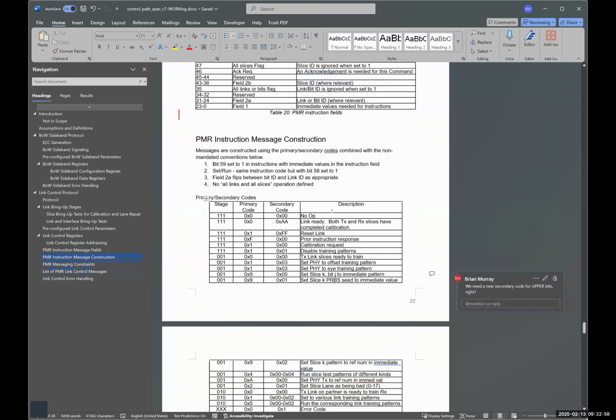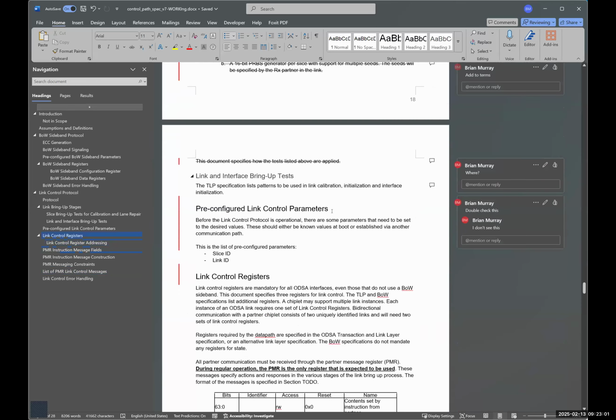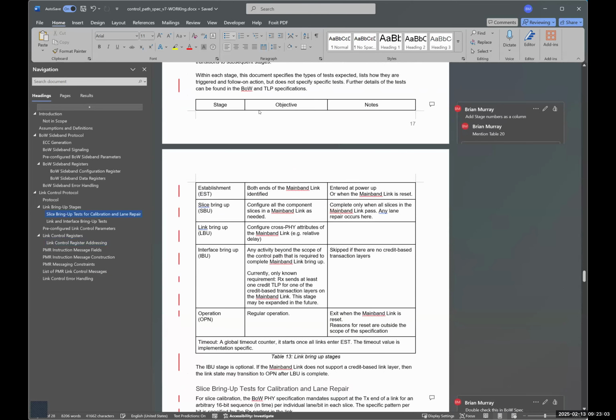Here, let's go back up to the stages. Based on the text here, you're supposed to start an EST and then move down the list, and you may skip things if you want, right? So if you don't have an IBU, say you're not doing the normal link layer and maybe you don't have credits, you skip IBU, but you do these linearly, right? So there has to be something that, once you're in establishment, moves you to slice bring up, both ends of the pattern.